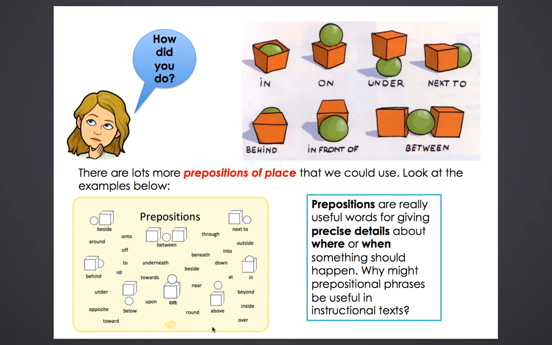What did you think? Now I can tell you they're useful in instruction texts because they give exact and precise details. They tell the person who's following the instructions clearly what they've got to do. So if you're washing the woolly mammoth and you're just saying scrub the woolly mammoth, if you add a preposition like scrub the woolly mammoth behind its ears, it gives you more detail. So it gives the reader more information about exactly what they've got to do.